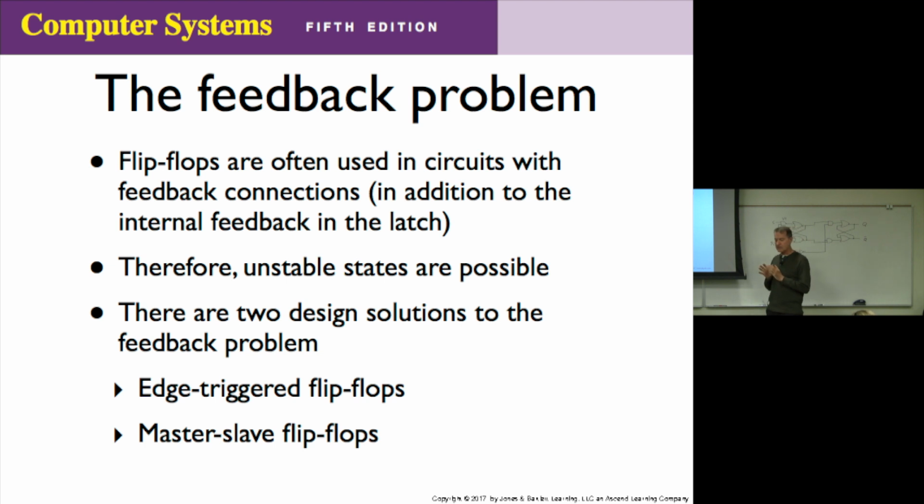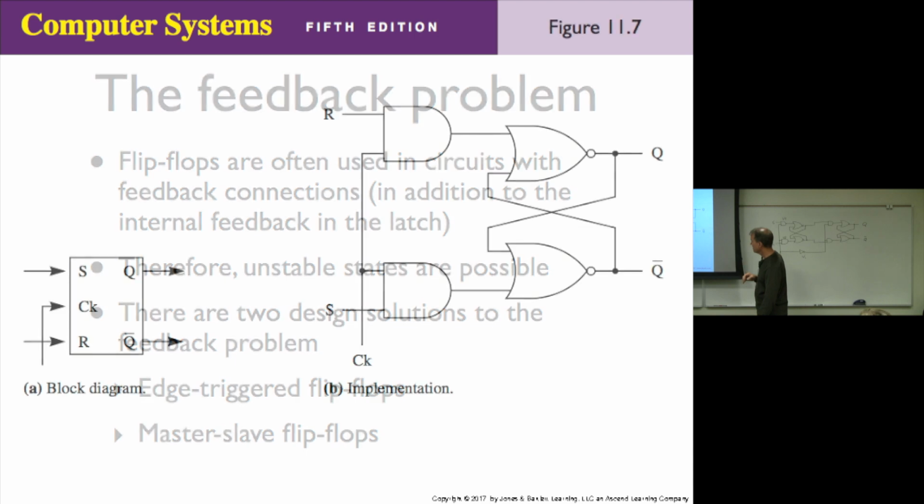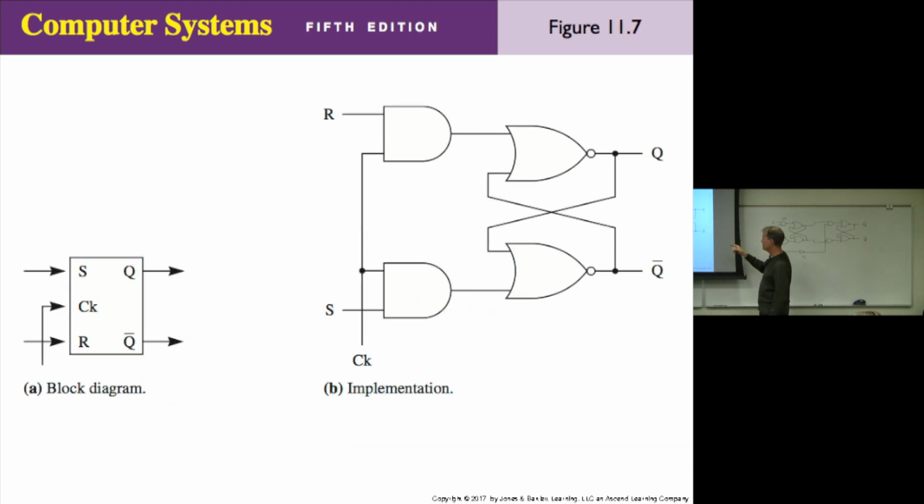Now, here's the thing, you guys. Before we talk about feedback, let's go back to figure 11.7. You see in figure 11.7 that the thing that gives this latch state is the fact that there is some feedback. You see this Q bar feeds back to the input of the top OR gate, and then the Q output of the top feeds back to the other one. So you see that's some feedback.